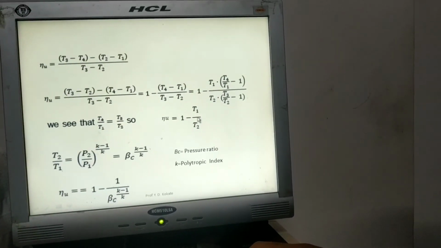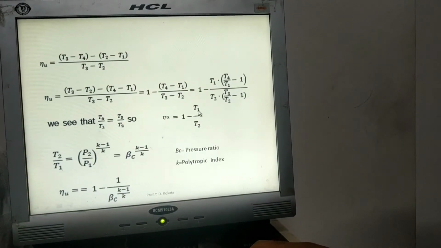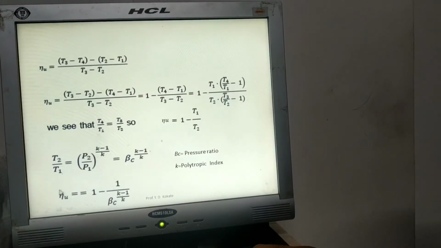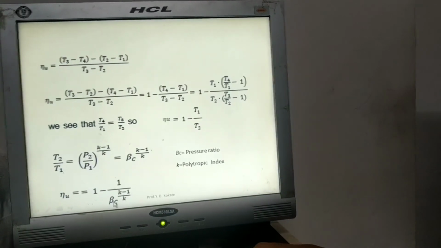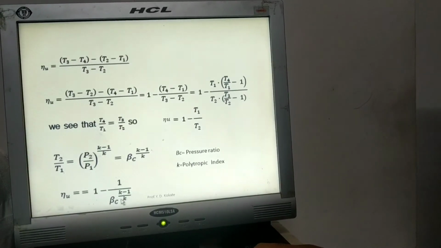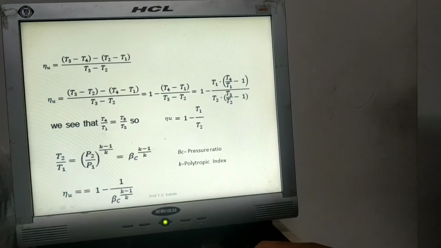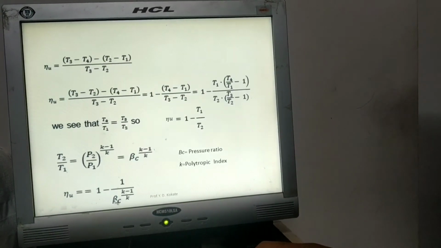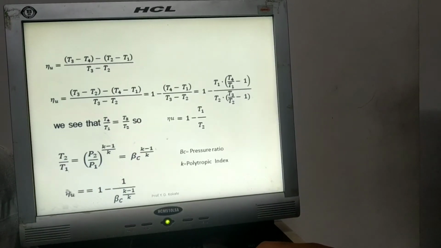So I want to write this 1 minus T1 upon T2 as 1 minus 1 upon (T2 upon T1). So I will get the formula: efficiency is equal to 1 minus 1 upon beta raised to (K minus 1) upon K. Now in this formula the efficiency depends on only two parameters, that is beta and K, that is pressure ratio and polytropic index. So what is the effect of these two on the efficiency?